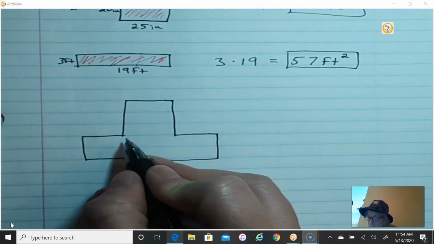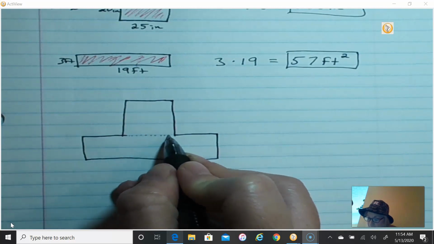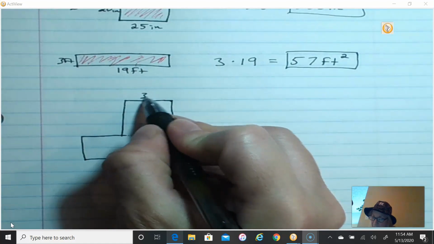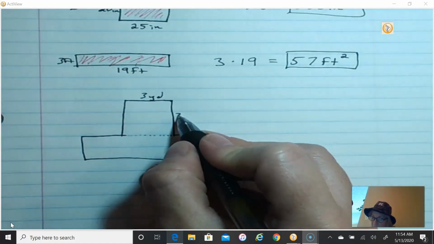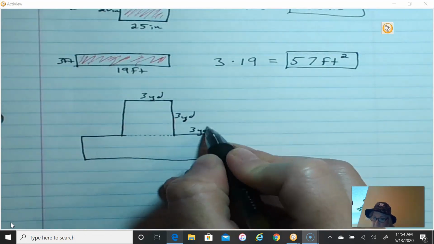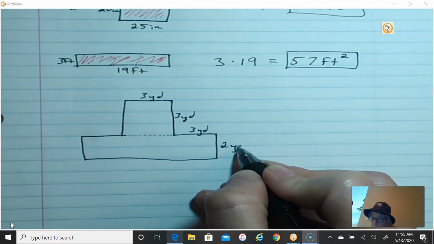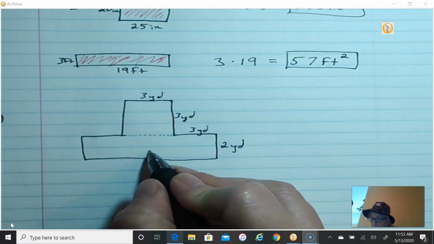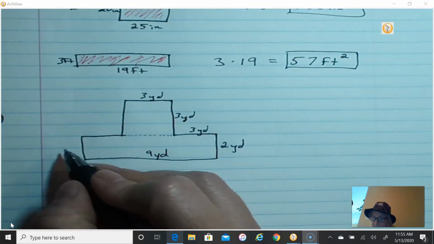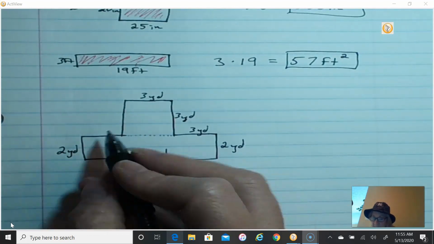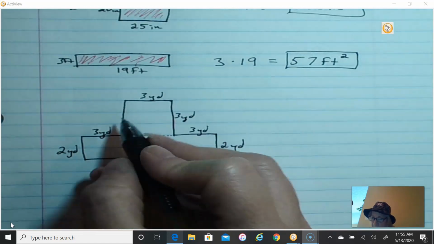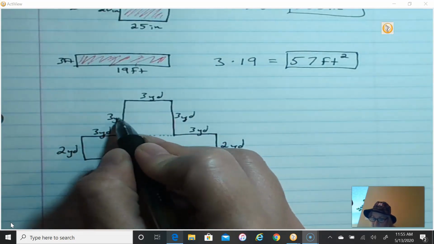Okay, so let's say they give you this. That's a dotted line. Let's say this side is 3 yards. This side is 3 yards. This side is 3 yards. This side is 2 yards. Yes, I know. It doesn't look right. 9 yards. Whoops. For this whole line. This line is 2 yards. This line is 3 yards. And this line is 3 yards.